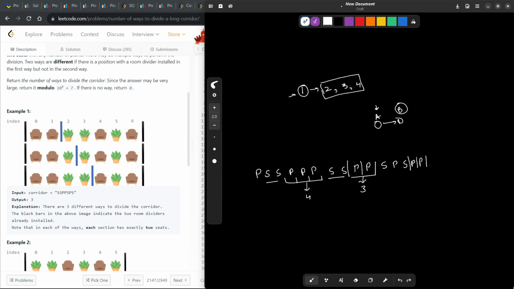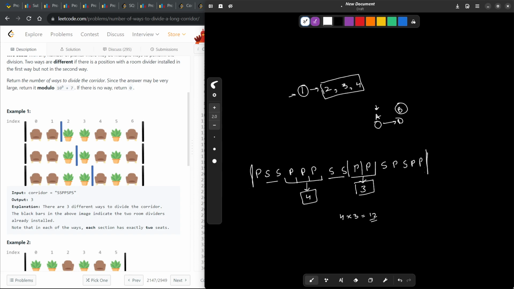Let us repeat this part again. After every 2 seats, I have a choice of where to put a wall to divide the whole corridor into smaller corridors. But after the last 2 seats, if I try to put a corridor here, then there will be only 2 plants remaining, which is not possible for the last corridor. So for the last 2 seats, I am not going to put any walls, and the original wall will be there only. So the total number of ways will be these choices multiplied together. In this case, the answer will be 4 into 3, that is 12, right?